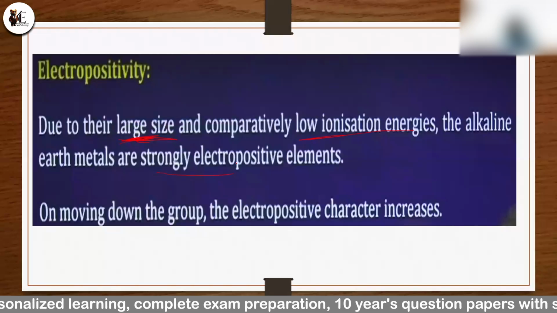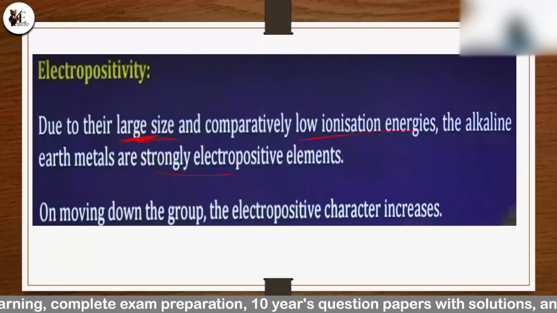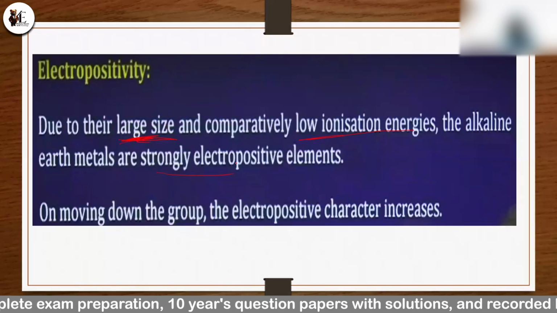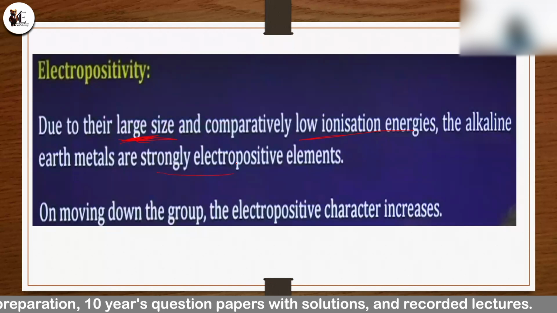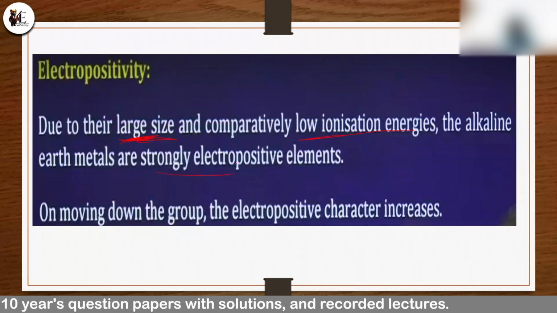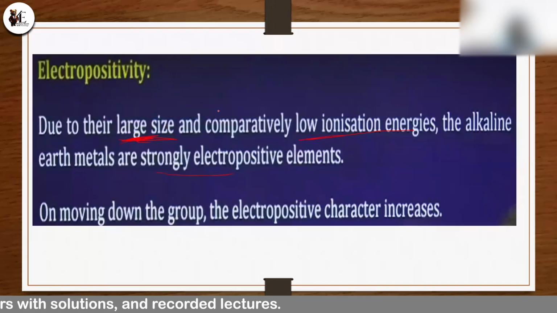Why are group 2 elements highly electropositive? What should be the reason? Because they have low ionization energy and their atomic size is also large, so they can easily lose their electrons. And on moving down a group, electropositive character increases.